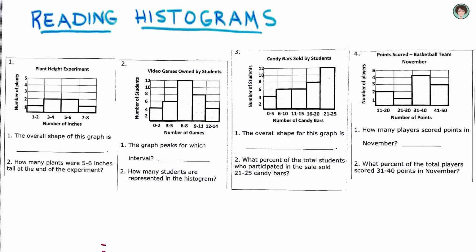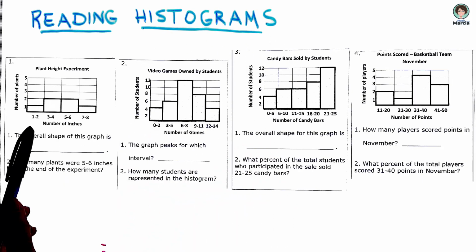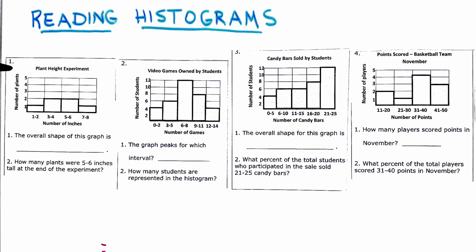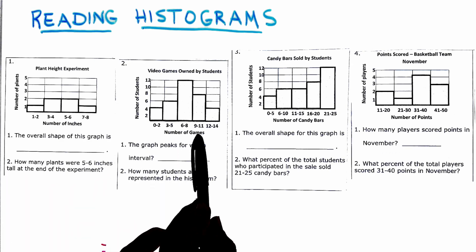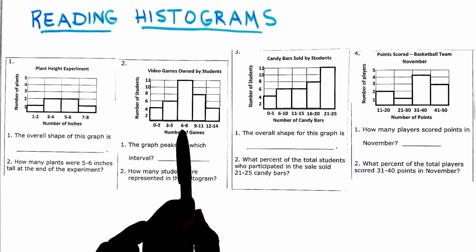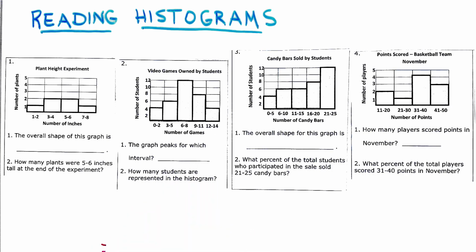For this lesson, we are going to be reading histograms. Remember, a histogram has intervals for its x-axis, and its y-axis is marked in what we're actually talking about. Each one of these has intervals. If you look at an individual graph like this one, the bars are always going to be the same dimension. Let's look at the questions they're going to be asking us.